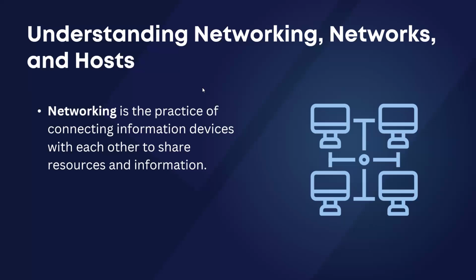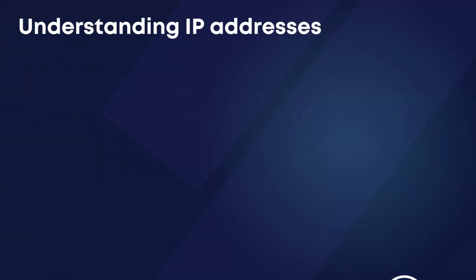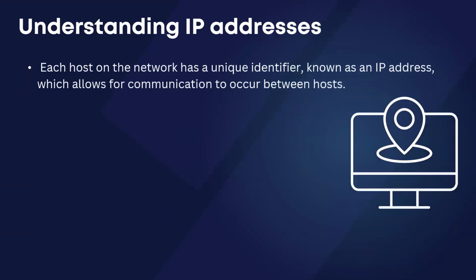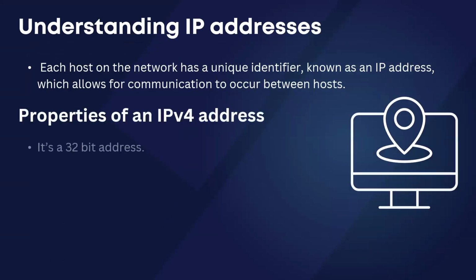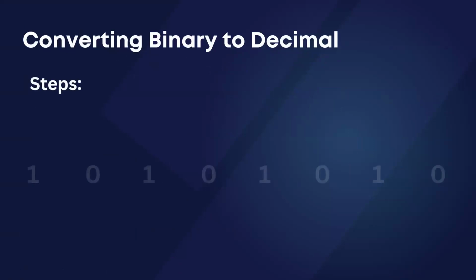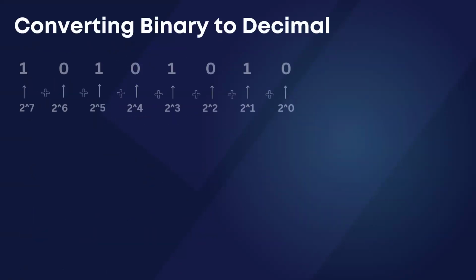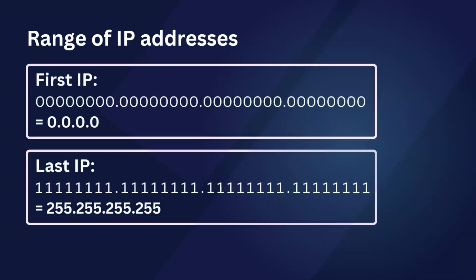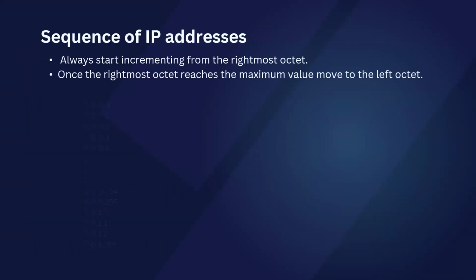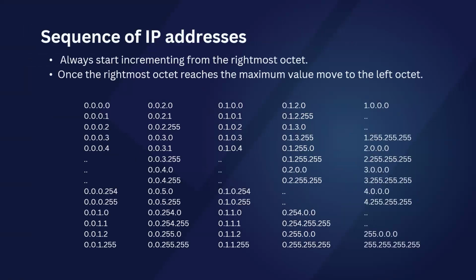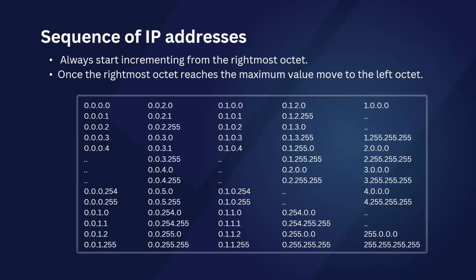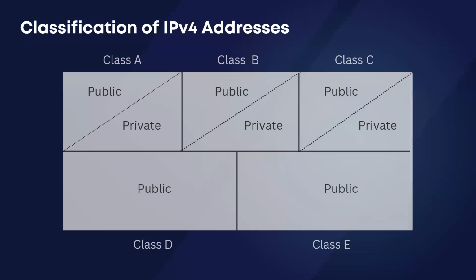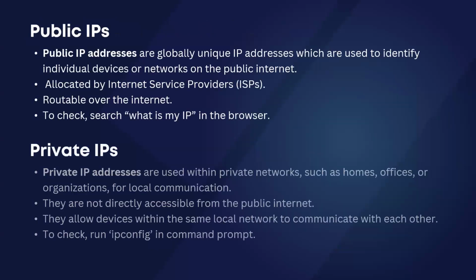Right. So in the last class, we discussed what networking is, what networks are, and what hosts are. We have covered what IPv4 addresses are, what their important properties are, and the sequencing of IP addresses and their range as well. We learned what the first IP is, what the last IP is, what the IPs in between are, and how the sequence flows one after the other. Then we talked about the categories of IPs: what public IPs are and what private IPs are.